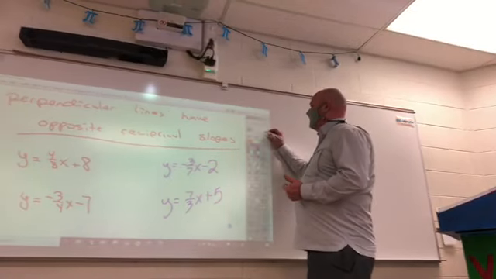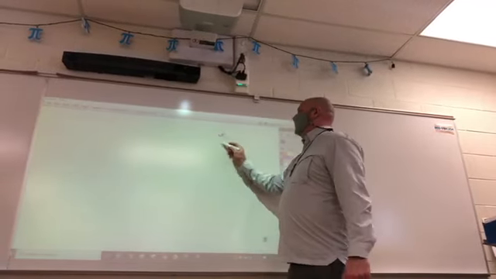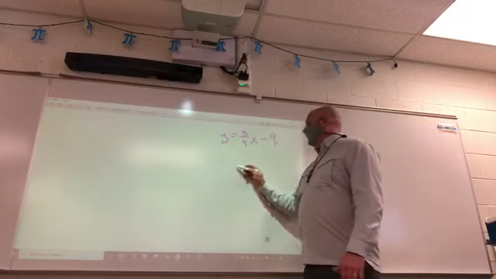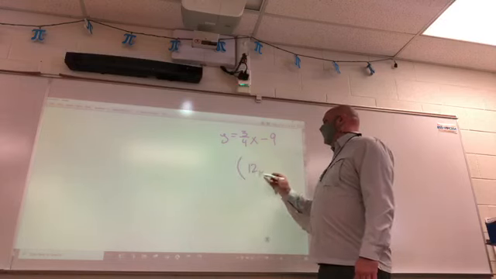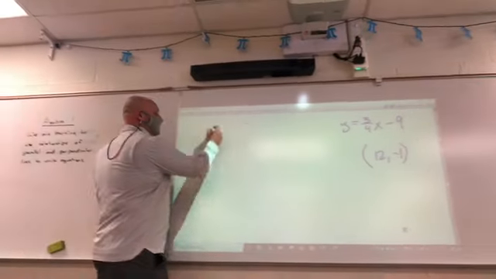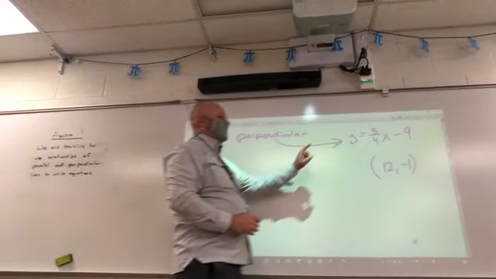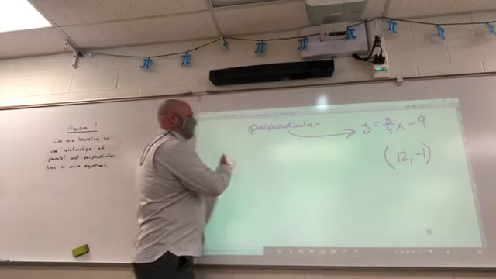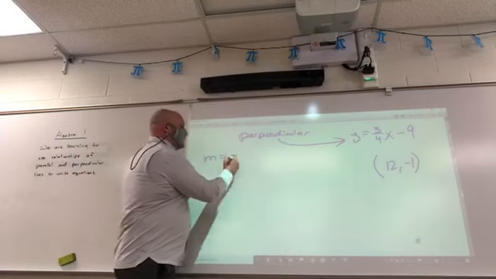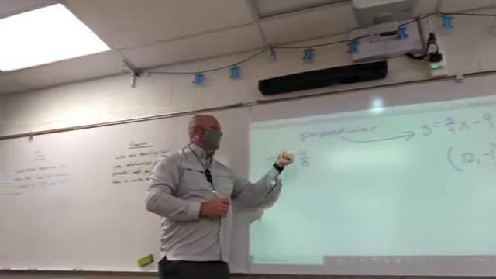So now I can have this exact same type of question. I could give you another line, y equals 3/4 x minus 9, and then I give you a point (12, negative 1). And I said, find the equation that is perpendicular to that, and it goes through that point. Well, what is the slope of my new line going to be? It'd be negative 4/3. So step one is you pull your slope out of here. The slope of this is 3/4. So the slope of my new line would be negative 4/3.